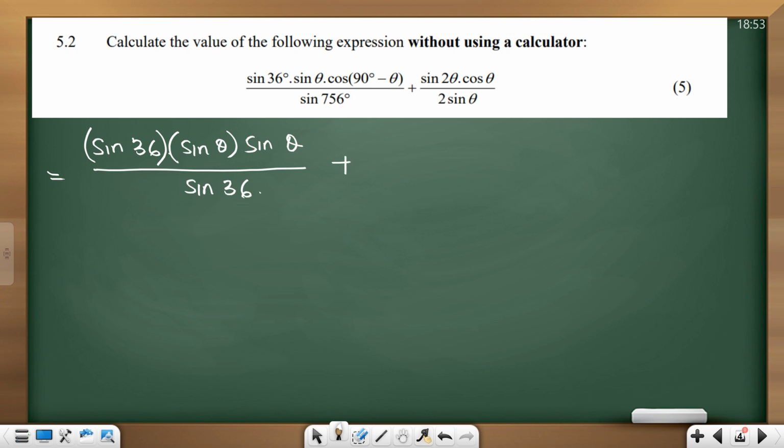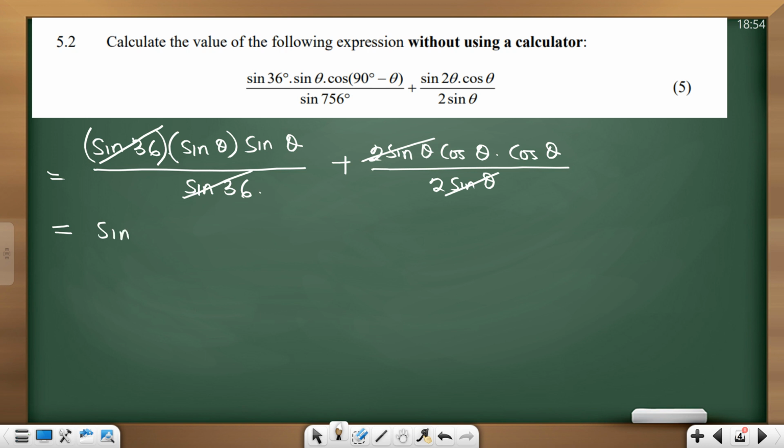Okay, thanks. What is sine 2 theta? Can we change it? What is sine 2 theta? 2 sine theta cos theta multiplied by what? Cos theta over 2 sine theta. Can that go? Can this go? What do we have? Sine squared theta plus cos squared theta. And this is what? 1.